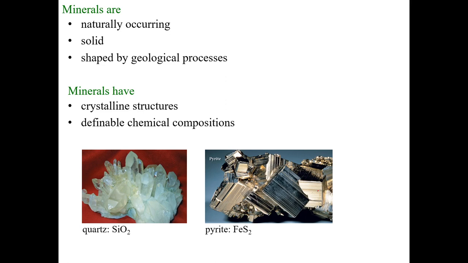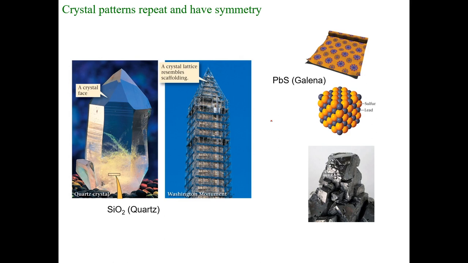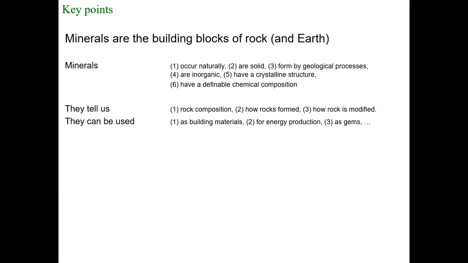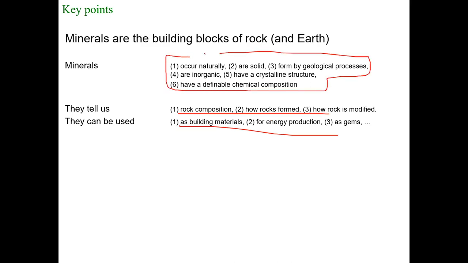Okay, so minerals are naturally occurring. They're solid, shaped by geologic processes. They must have a crystalline structure and a definable chemical composition. Okay, they have patterns of repeating atomic arrangements. So just ways that they can be used, what they tell us. Okay, these are all things that are probably going to be on the test. So you've got to know. It's just a summary of key points I hit on today.